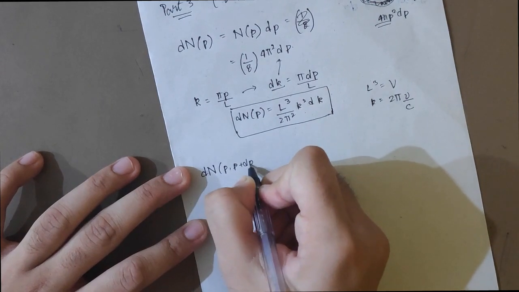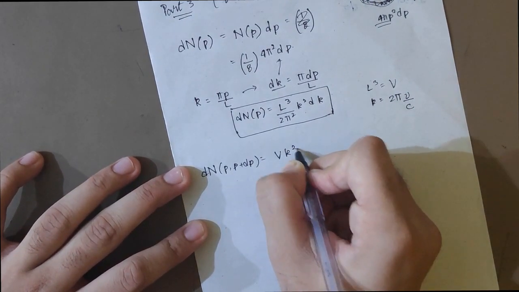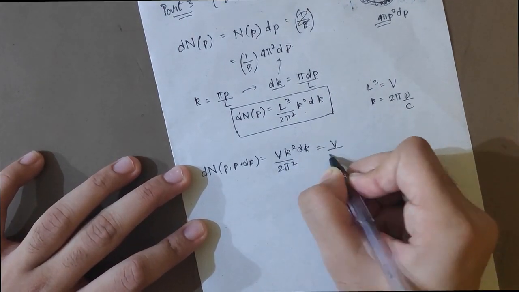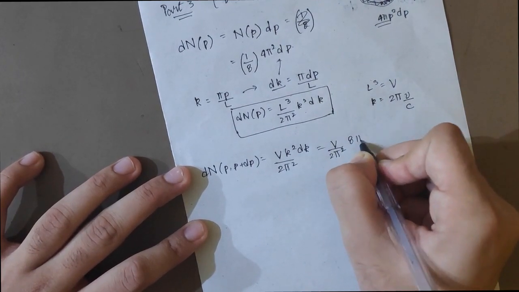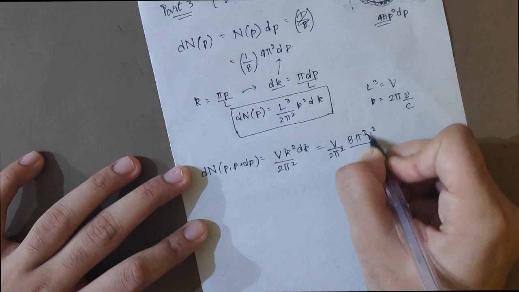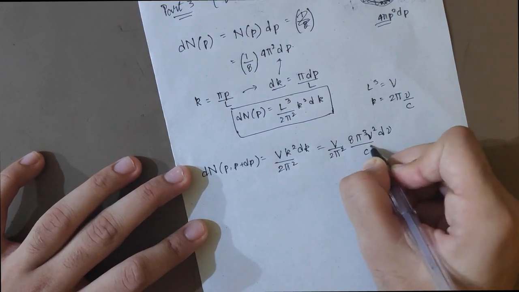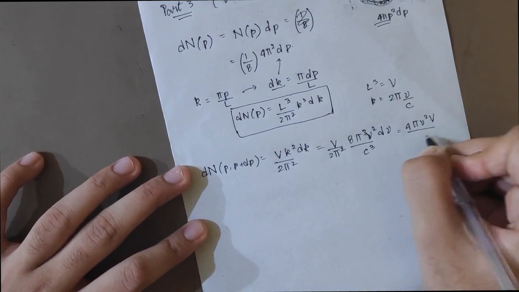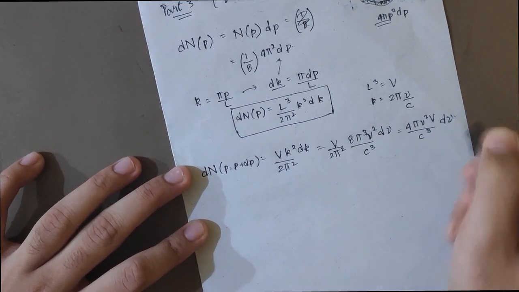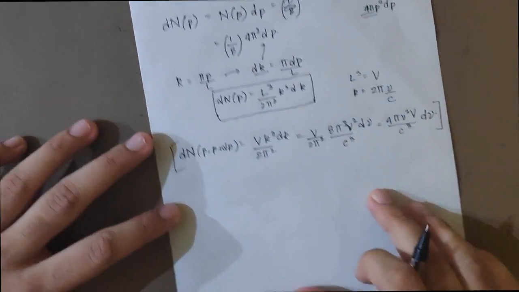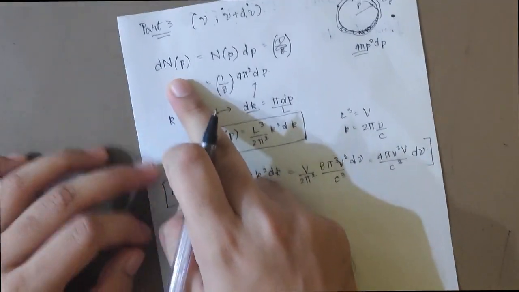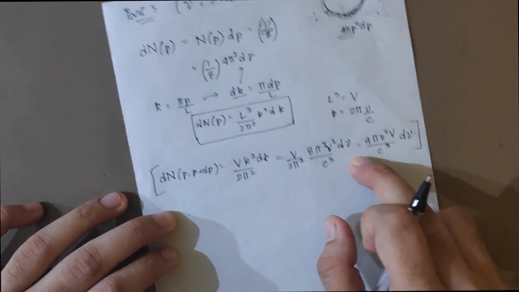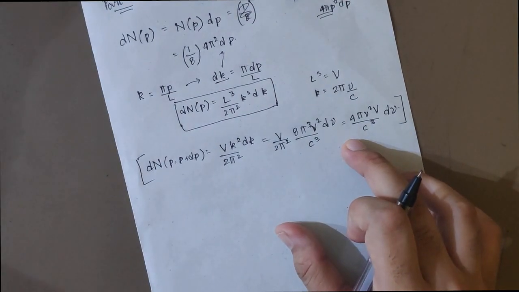P plus dp as follows: b k squared dk squared. What I have written here is just the equation for dn, that is the number of modes in momentum p, as a function of k, as a function of mu. And a couple of variations here and there, that's all.